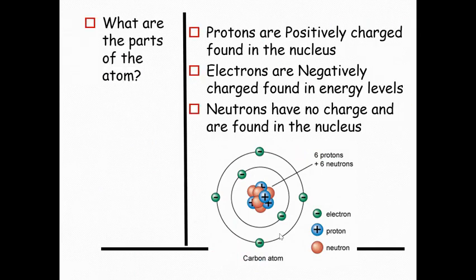So let's put this all together. What are the parts of the atoms? If you want to draw this one out, you can. This one's a little bit better because it's showing you the electrons, protons, and neutrons, what's what. So protons are positively charged and found in the nucleus. Electrons are negatively charged and they're found in the different energy levels, as we talked about a little bit earlier. And neutrons have no charge and they're found in the nucleus as well with the protons.